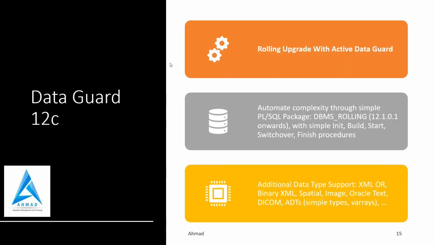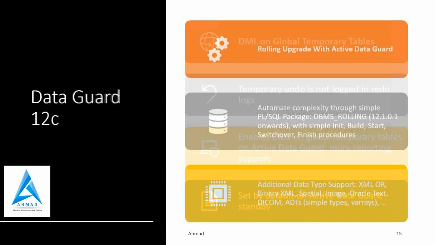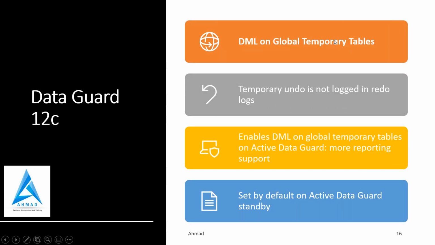So I have added 12C R1 and R2 both. Rolling upgrade with Active Data Guard was introduced, DBMS_ROLLING was introduced, additional data type support was introduced, and DML on global temporary tables was introduced. Temporary undo is introduced, which enables DML on global temporary tables when Active Data Guard is used. Active Data Guard is basically that Data Guard which is used for query purposes also. So that is the feature which is very good.